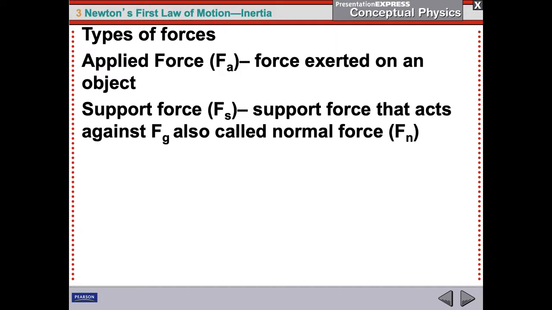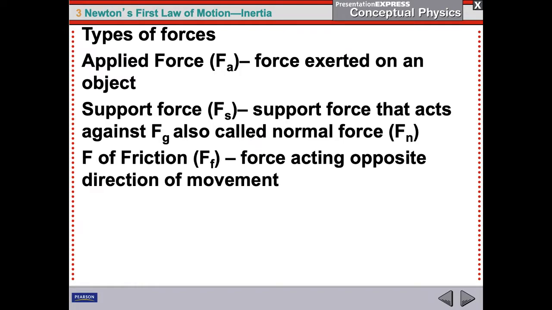We've already talked a little bit about support force. That's the force that acts against the force of gravity. It can also be called the normal force. I usually use support force because it says what it does. So F with a little f is the support force. If you had an object sitting on a desk, gravity is pulling down on it, but the object doesn't fall through the desk because of the support force, which is usually equal and opposite the force of gravity.